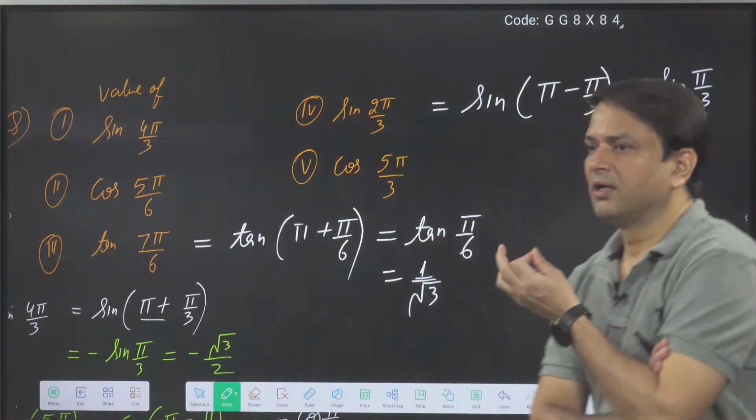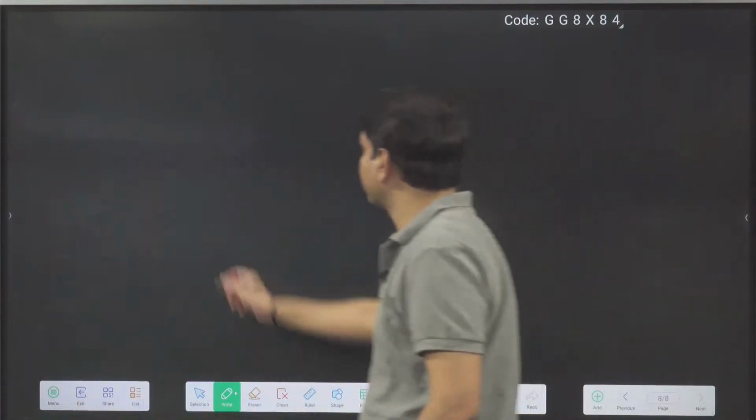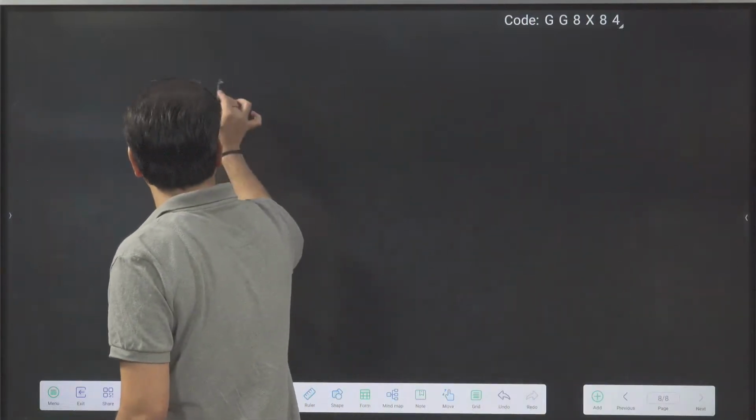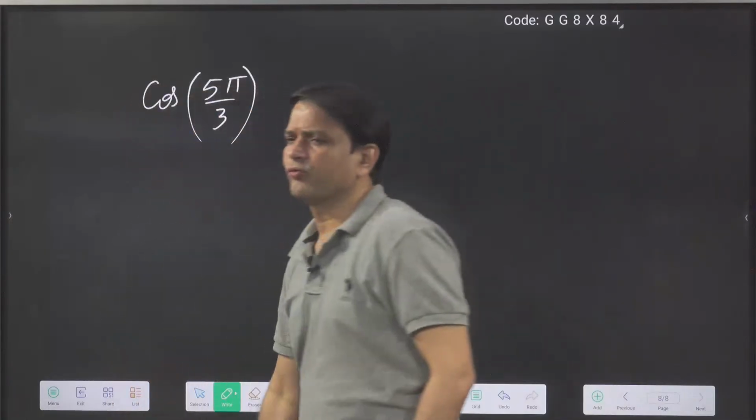Okay. So up to this, okay. The last one I am solving now is cos 5 pi by 3. This value I have to find. So 5 by 3.